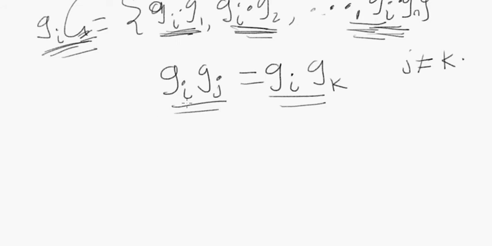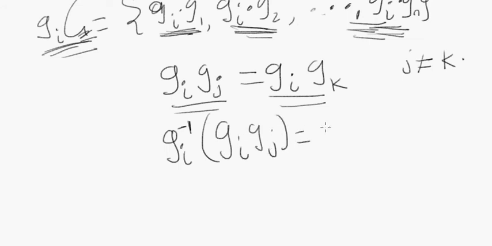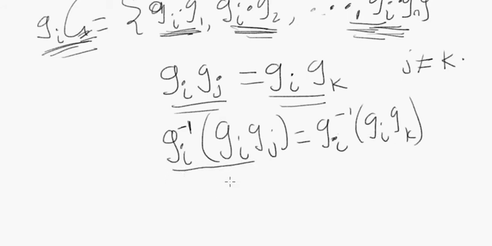Well, let's suppose that that's true. Let's suppose that gi times gj equals gi times gk. Well, since we're dealing with a group, elements have inverses. So gi has an inverse. If we multiply both sides of the equation by gi inverse on the left, we have gi inverse times gi gj equals gi inverse times gi gk. Now, gi inverse times gi just gives us 1, and gi inverse times gi gives us 1 again. So we see that gj equals gk.